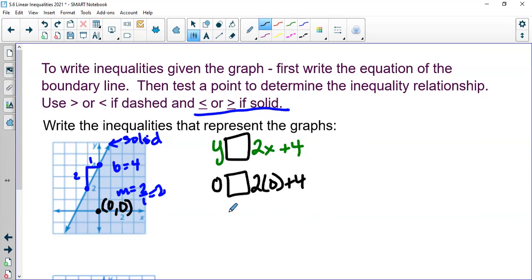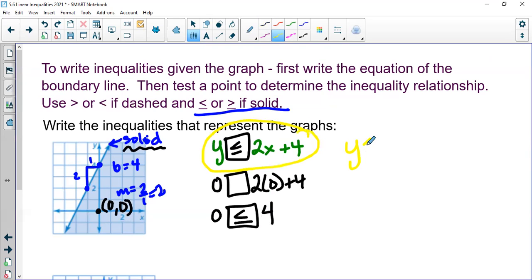So 0 compares to 2 times 0 is 0 plus 4 is 4. So which one of these is greater? Well, 4 is greater, so it has to open to 4. And we know we have a solid line, so we must have an or equal to. And whatever that relationship is, we then put into our inequality. So our inequality is y is less than or equal to 2x plus 4.